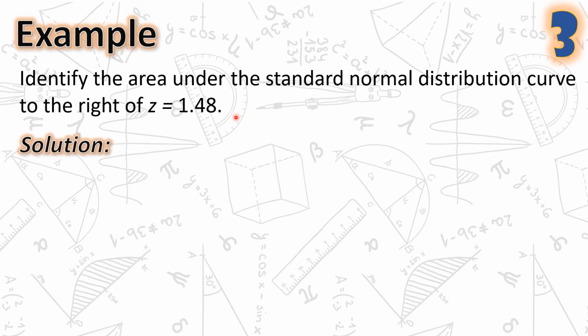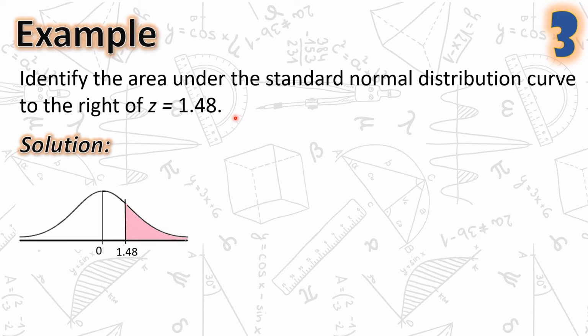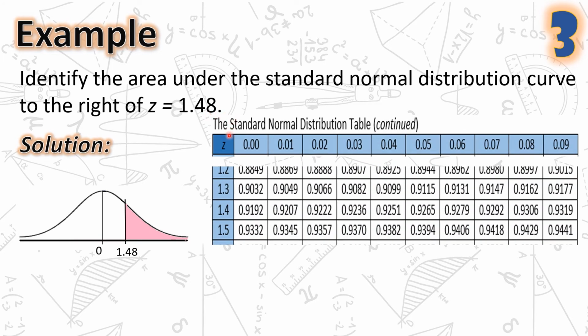Let us have our solution. First, let us draw the figure showing the desired area that is to the right of z equals 1.48. Since z equals 1.48 is positive, we refer to the z table for positive values. Also, since 1.48 is equal to 1.4 plus 0.08, we locate 1.4 on the first column of the table.